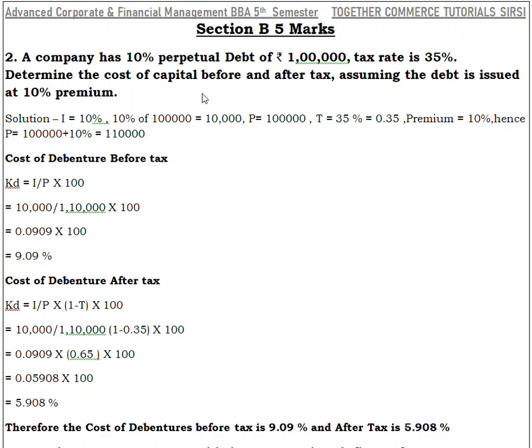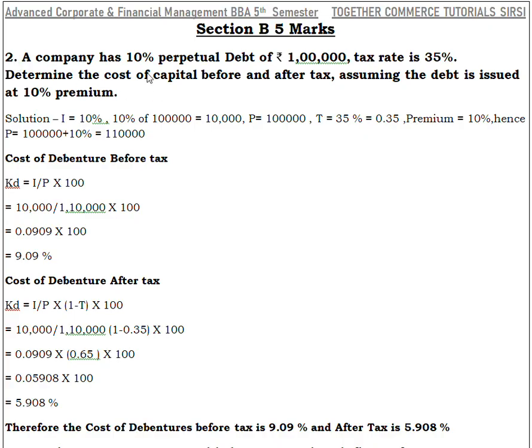Hi students, this is the second part of ACFM, that is Advanced Corporate and Financial Management for BBA 5th semester, and in this part we will discuss all the 5 marks problems. Okay, so let us start with question number 2.